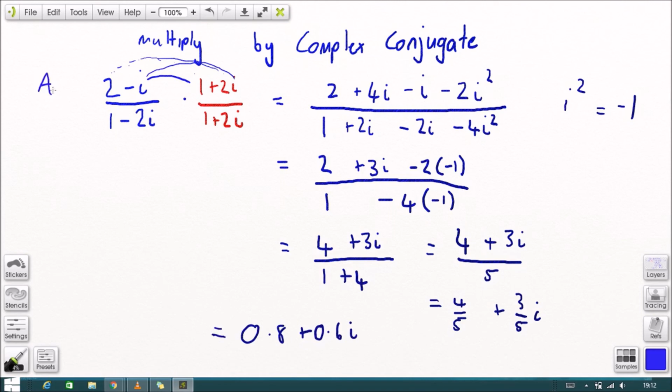So a divided by b, if there are two complex numbers, would give you this, just in the form x plus iy.